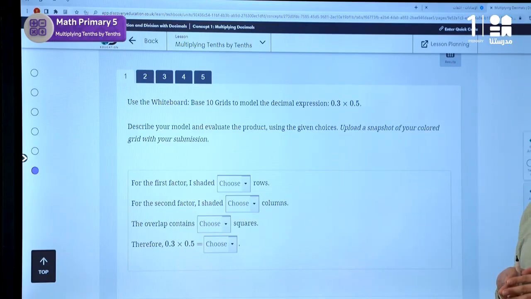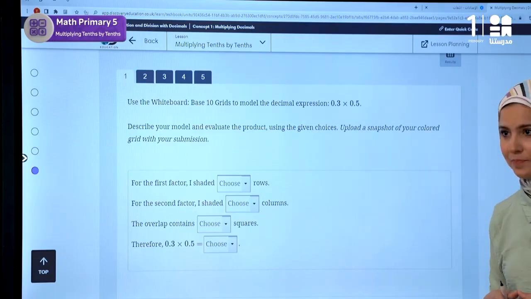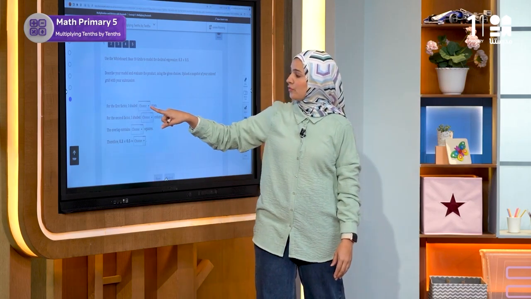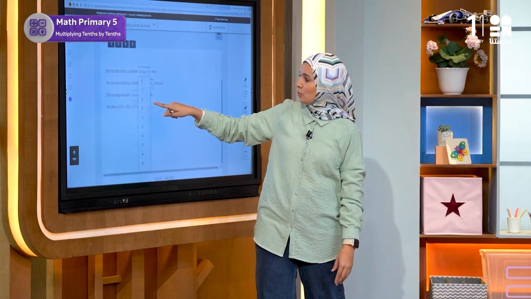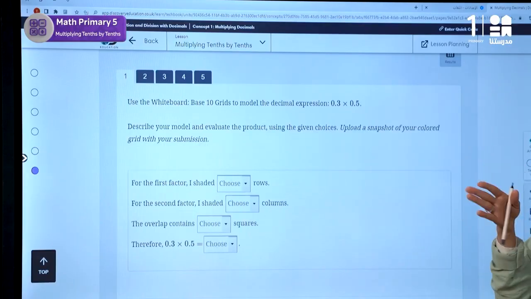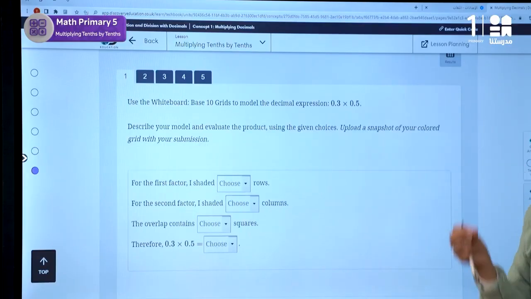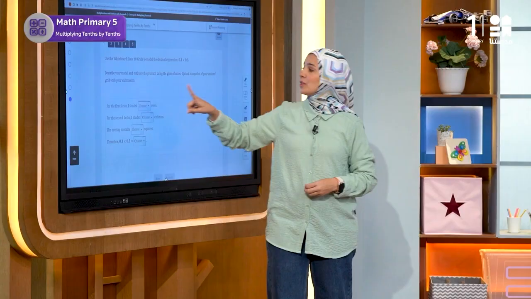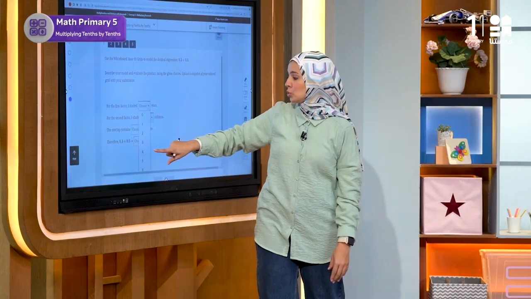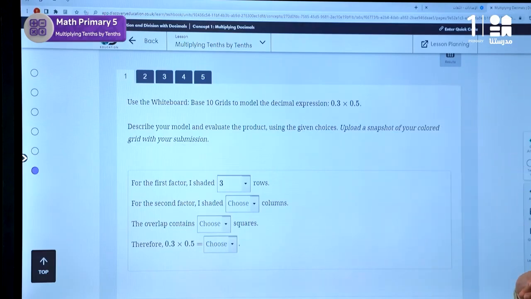Then we will estimate the answer before answering. So the first choice is the what? The first factor, the first thing is the what here. I'm going to choose what? Let's check. Now the first choice is the number of rows. And we will color what? We will choose 3. So I'm going to start with 0.3 and I'm going to choose 3 rows.